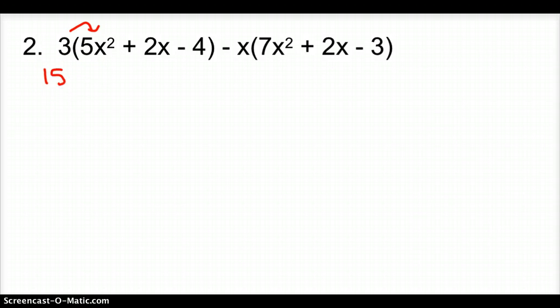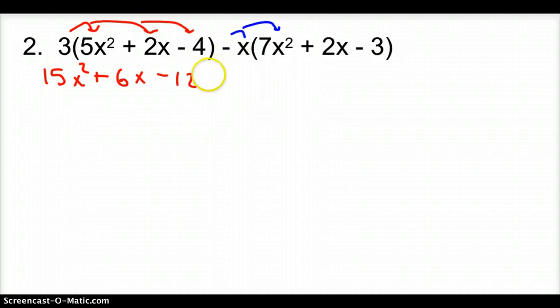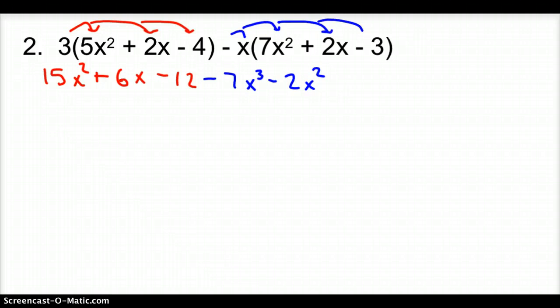So it's 15x squared times this 2x to get plus 6x, times here to give us negative 12. Now we're taking this negative x times here. There's no number to bring along with the negative x, so it's just negative 7x to the, when you have a variable multiplying by the same variable, we have to add those exponents. So we have negative 7x cubed minus 2x squared, and then finally we have a plus 3x.